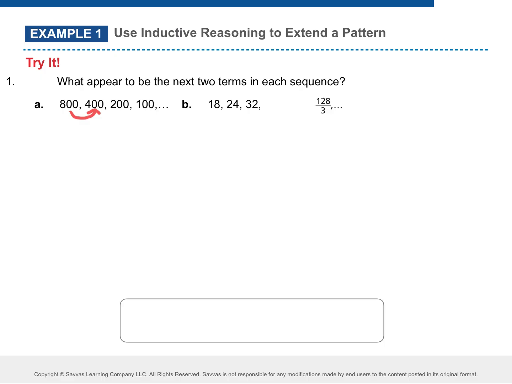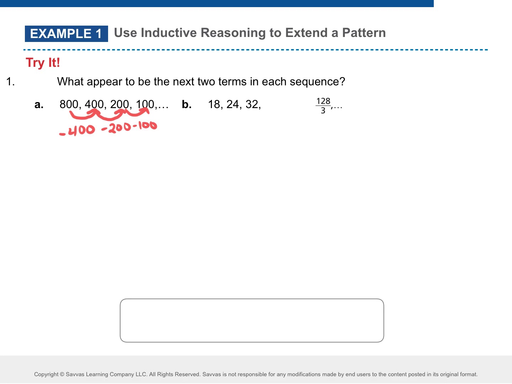Okay, did anyone say anything different? Did anyone say subtract 400? I'm going to stick with that for now. What's happening from 400 to 200? You're subtracting 200. What's happening from here? You're subtracting 100. So what's happening in that conjecture?